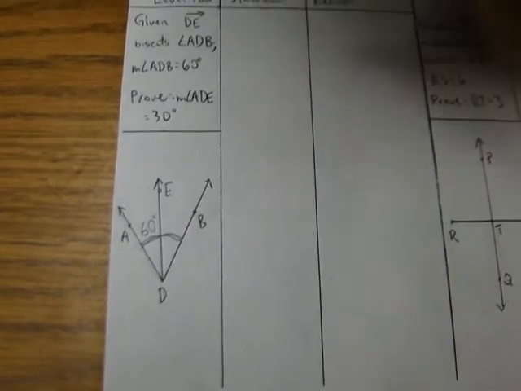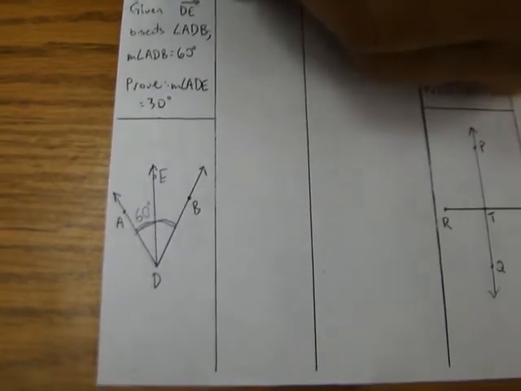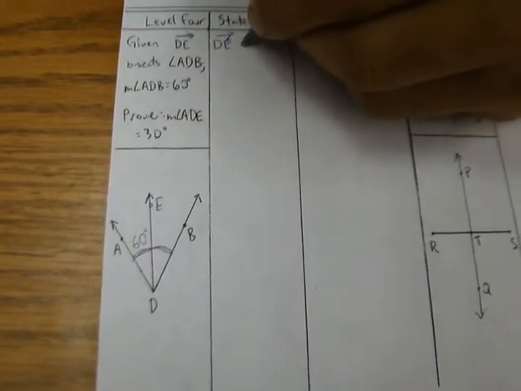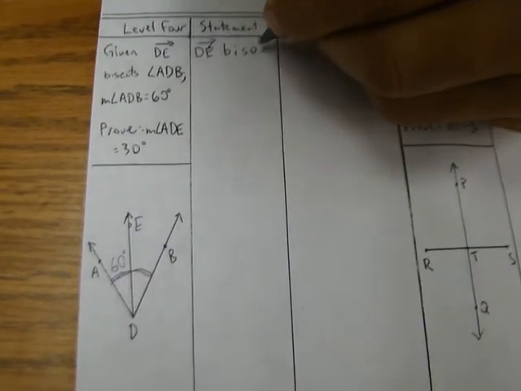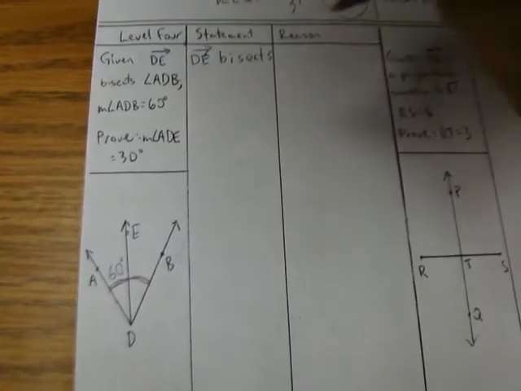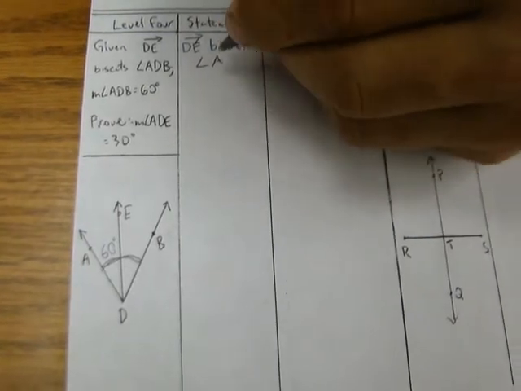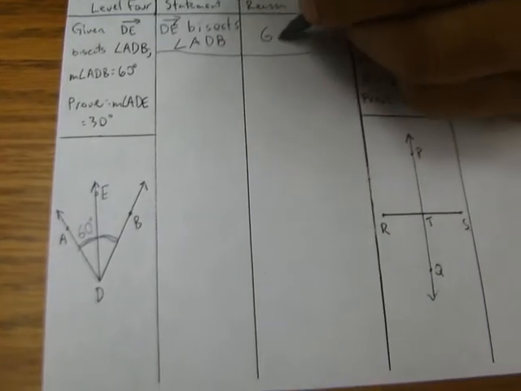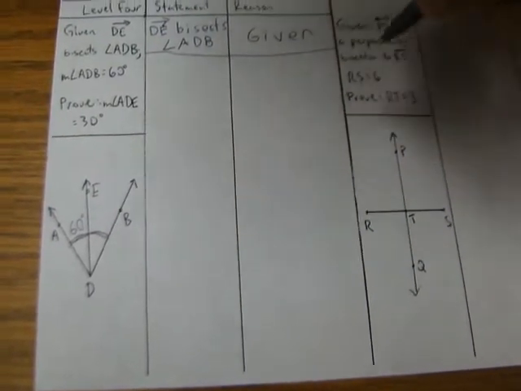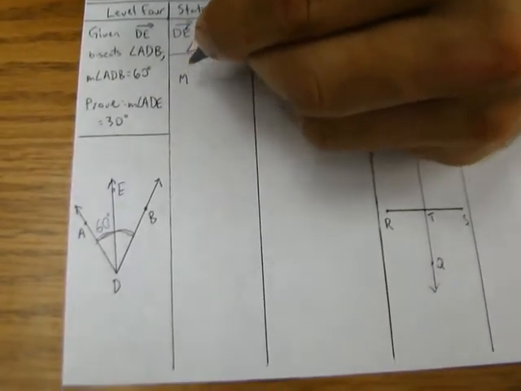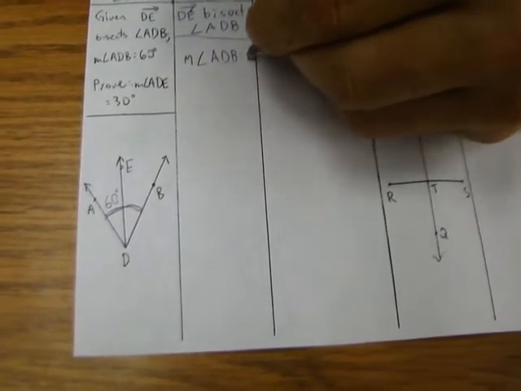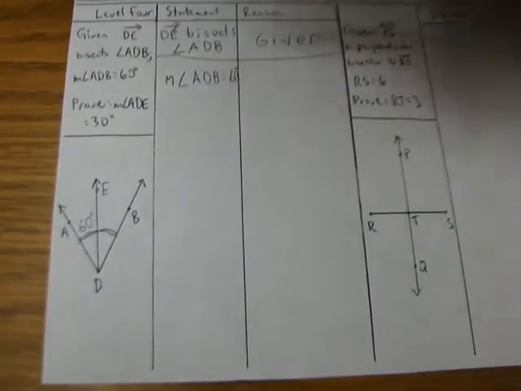Well, okay, we're going to start our proofs by stating our givens. So our first statement is going to say ray DE bisects angle ADB. This is given. Next, we're going to state that the measure of angle ADB equals 60 degrees, because that was also given.